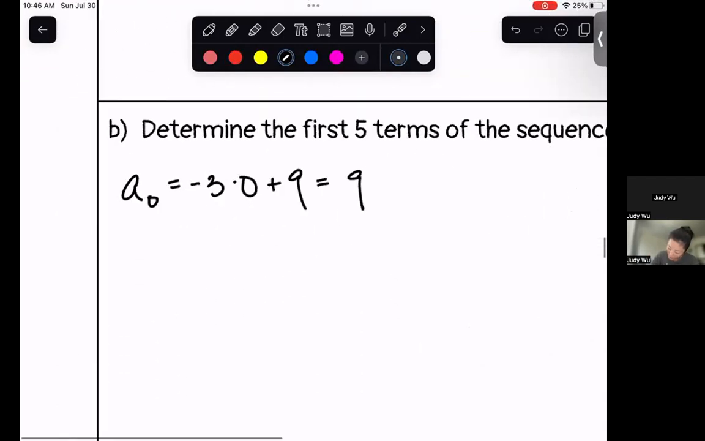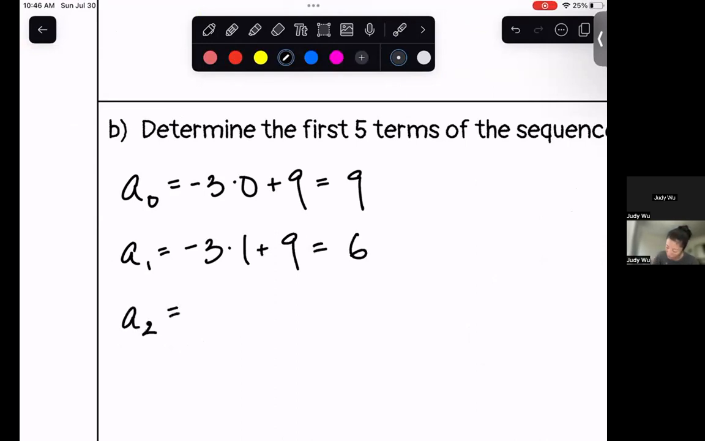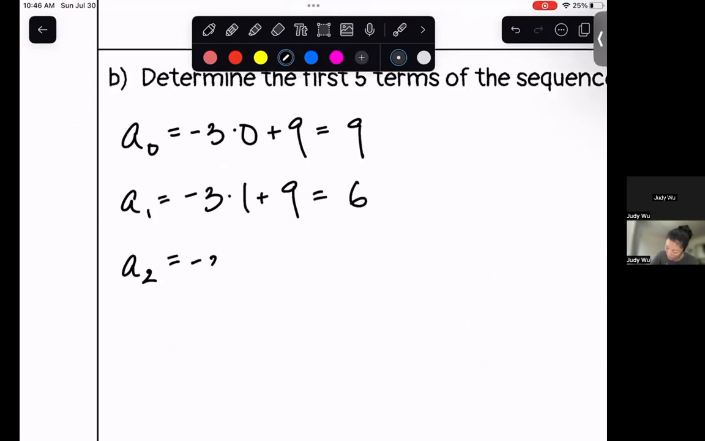All right, our a sub 1, negative 3 times 1 plus 9, is going to give me 6. A sub 2 is going to be negative 3 times 2 plus 9, which gives us 3. Okay, and so we might be noticing that this number is the same as that. So the 0th term, we plug in 0. The first term, we plug in 1. The second term, we plug in 2. That's how this works, okay?